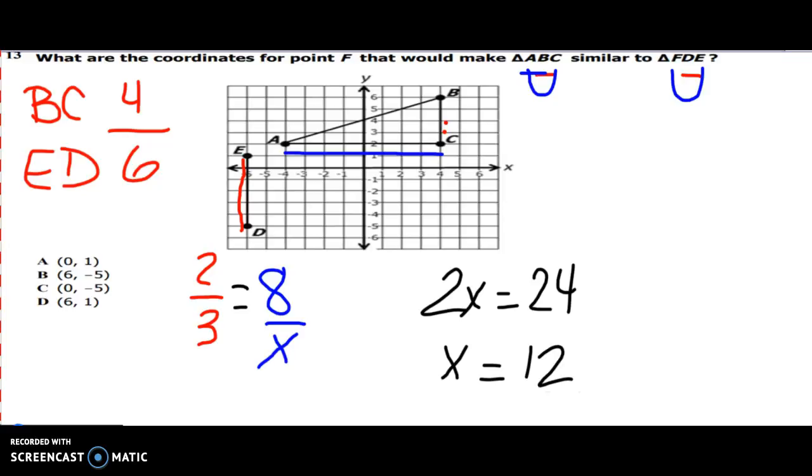So if I start at E and I count 12, 1, 2, 3, 4, 5, 6, 7, 8, 9, 10, 11, 12. That's going to put me right there at positive 6, positive 1. So there's the point where F should be located to have a triangle that's similar to ABC.